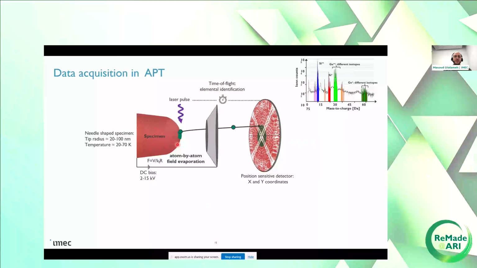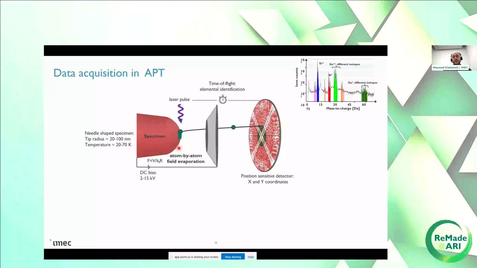And in fact, this is the reason we need to prepare the specimen in the form of a very sharp needle, because the electric field is proportional to the inverse of the radius. So with a small tip radius, we can create a very intense electric field. I'm talking about tens of volts per nanometer.